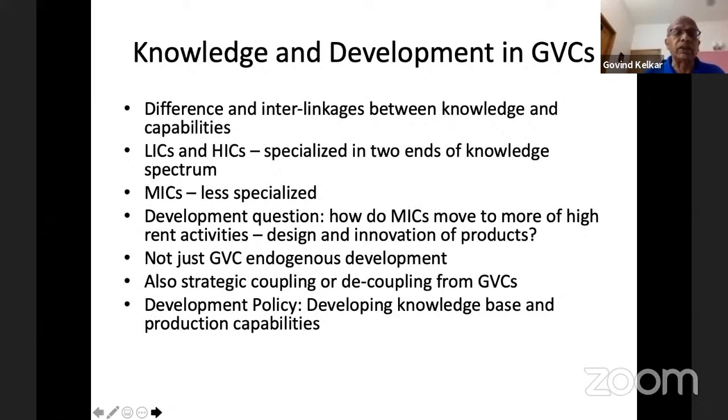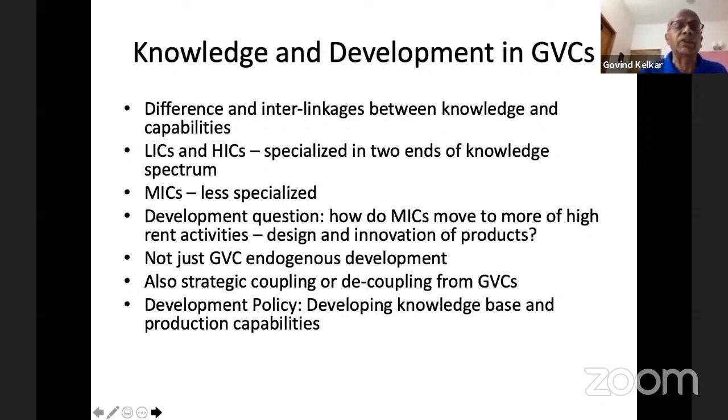Okay, so I'll just summarize some of these things. So there's a linkage between knowledge and capabilities. The high-income countries and the low-income countries are specialized at two ends of the knowledge spectrum. That is the high income end, high knowledge end in the high income countries, and the low knowledge end in the low income countries. The middle income countries are less specialized. They have both of these. China, for instance, has both. It has both the high knowledge spectrum, and it also has the low knowledge spectrum, and it has the middle also. So the middle income countries, or MICs over here, are therefore less specialized.